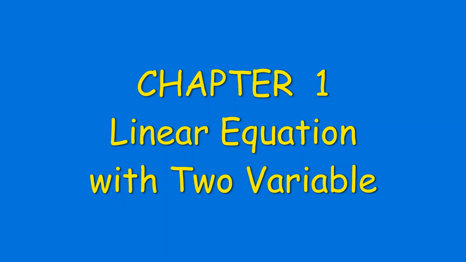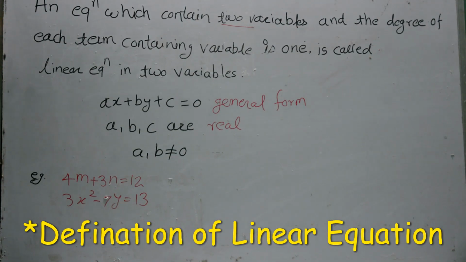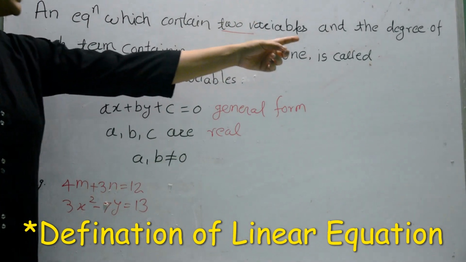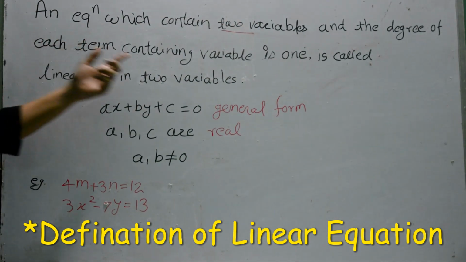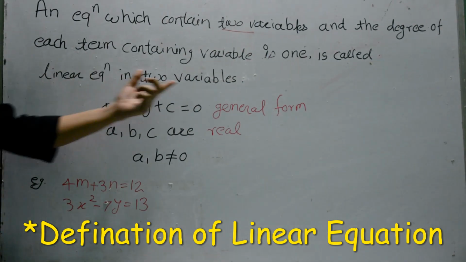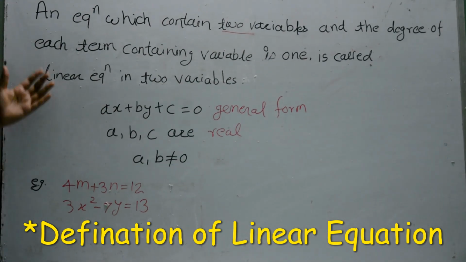Let's begin with algebra, and my first chapter is linear equation with two variables. Let's start with the definition of linear equation in two variables. An equation which contains two variables and the degree of each term containing variable is 1 is called linear equation in two variables. Let's understand this.